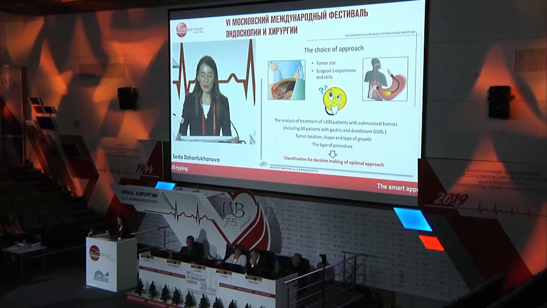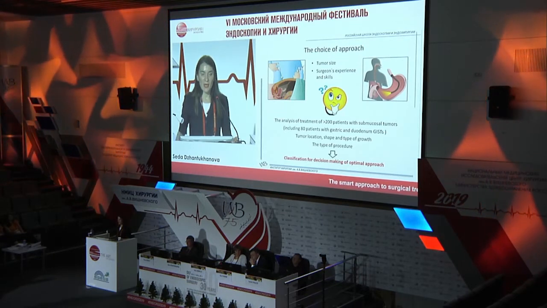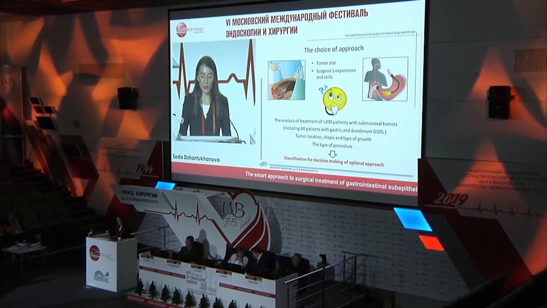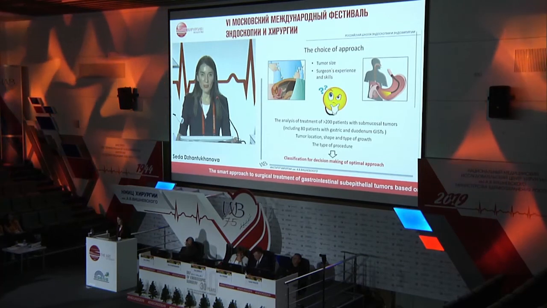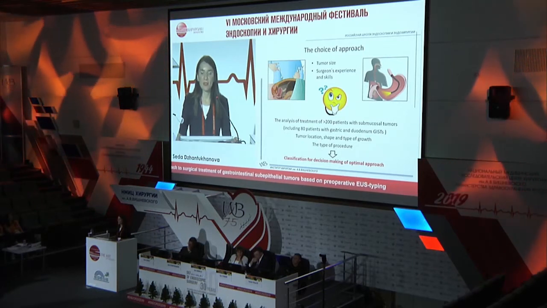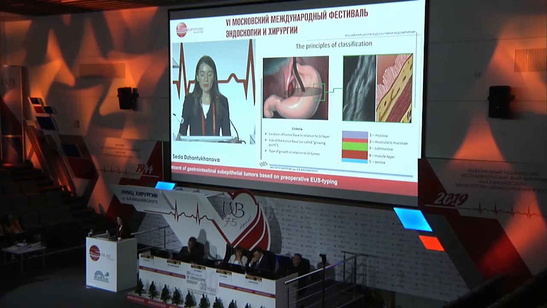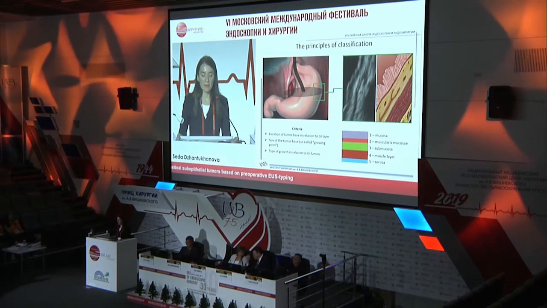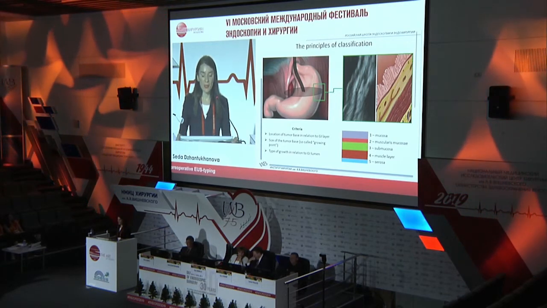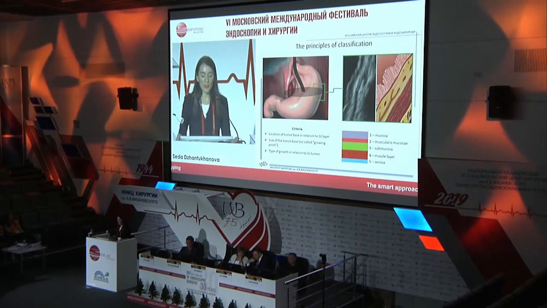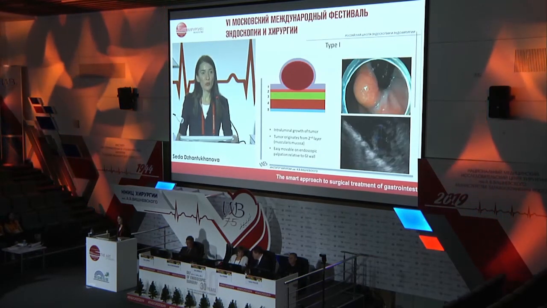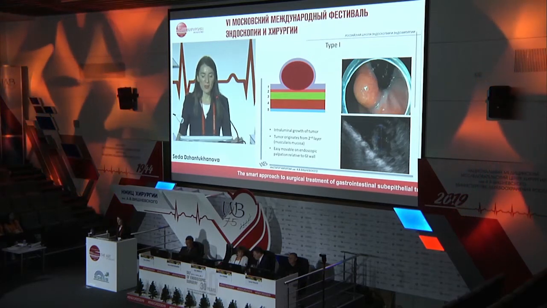We analyzed the treatment of more than 200 patients with submucosal tumors, including 80 patients with GIST, regarding tumor location, shape, type of growth, and the type of the procedure. According to these criteria, we created a classification for decision-making of the optimal approach based on preoperative EUS-typing. The principles of this classification were based on the following criteria: location of the tumor base in relation to the GI layer, size of the tumor base, the so-called growing point, and the type of growth of the tumor in relation to the GI lumen. I will quickly show you these types.